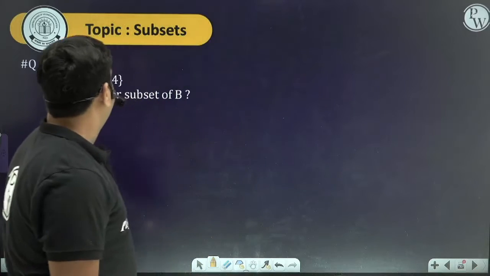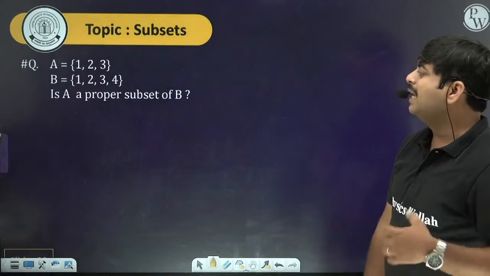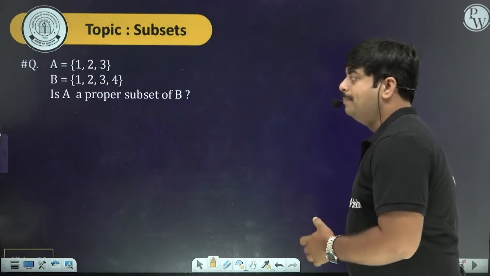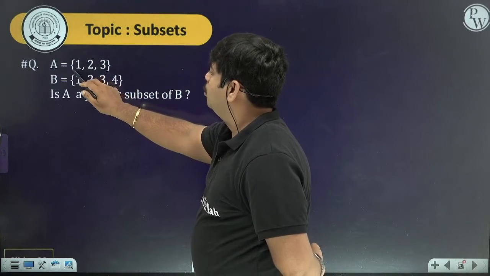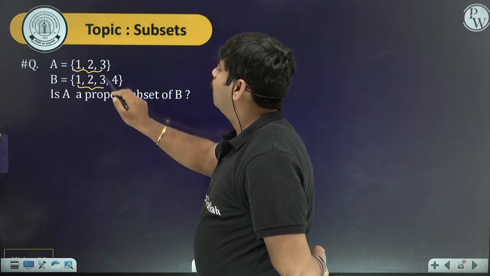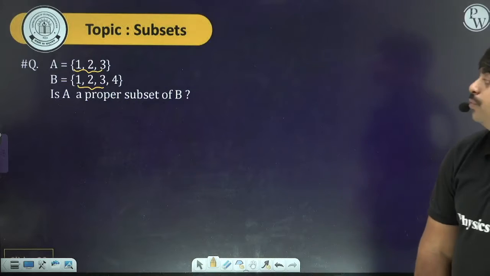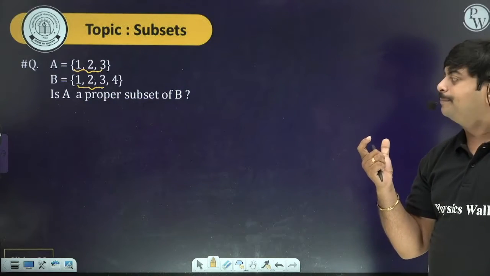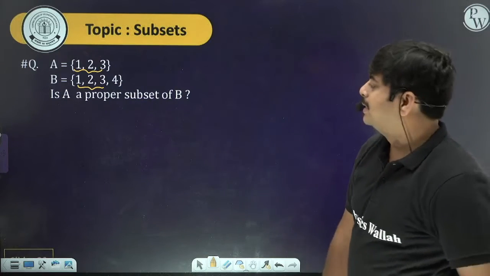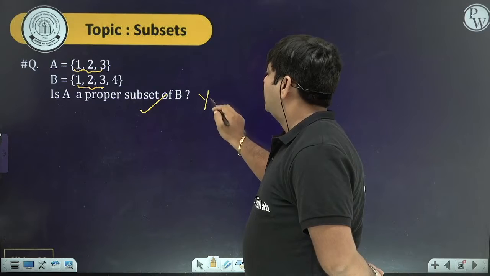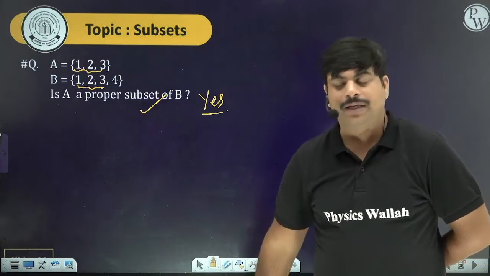So next one. A is equal to {1, 2, 3} and B is equal to {1, 2, 3, 4}. Is A a proper subset of B? {1, 2, 3} is there in {1, 2, 3, 4}. So {1, 2, 3} is a part of the bigger set B, right? And these are not equal if you carefully observe. So I can say that yes, A is a subset of B, right?